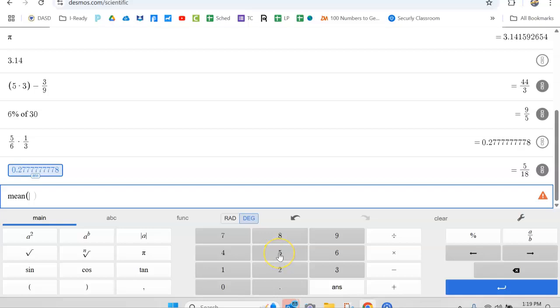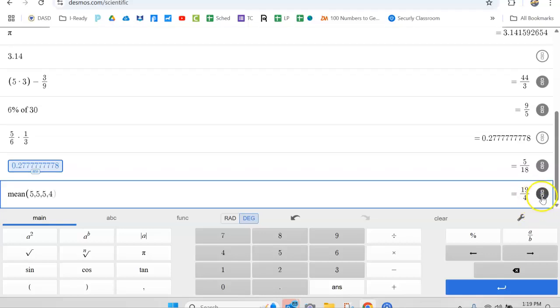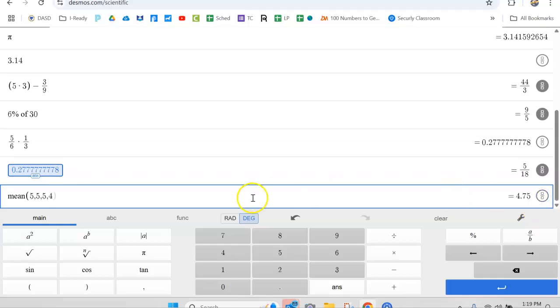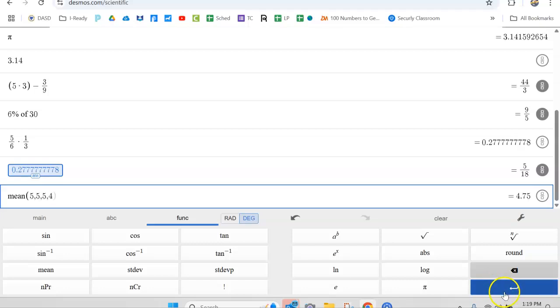So let's say I needed to find the mean of 3 5s and a 4. I would enter 5, comma 5, comma 5. There's my 3 5s, comma 4. There's my 4. So the mean of 3 5s and a 4 is 4 75/100, or 19/4, or 4 3/4. So this will add all the numbers in a set and divide by the quantity of numbers. The other tool you may want to use under that function menu is the round key.